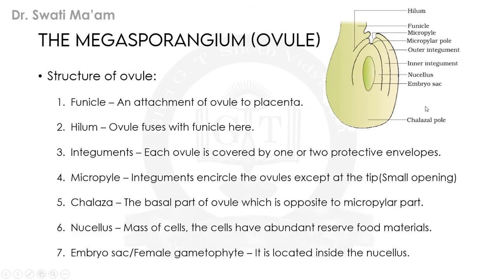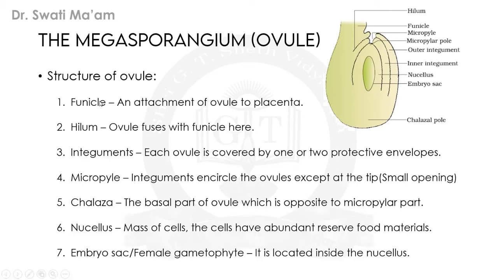This whole structure tells the ovule. There are so many new terms today. Let us first revise the terms, then we will see the description. First is funicle, second hilum, third integuments, fourth micropyle, fifth chalaza, sixth nucellus, and lastly the female gametophyte, which is the main part of this event, also known as embryo sac. Let us discuss the details.